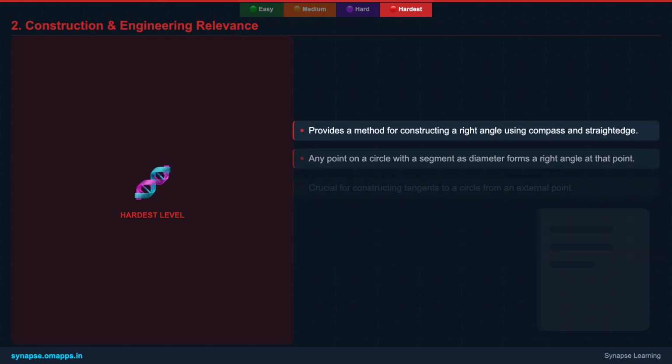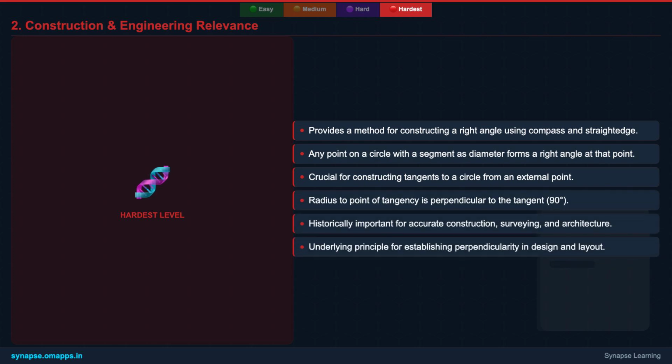Beyond theoretical proofs, Thales' theorem has practical applications, especially in constructions. It provides an elegant way to construct a right angle using just a compass and straightedge. Imagine you have a line segment. By making it the diameter of a circle, any point on that circle's circumference will form a 90-degree angle with the diameter's endpoints. This principle is also vital for constructing tangents to a circle from an external point.